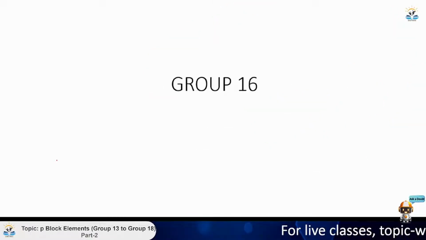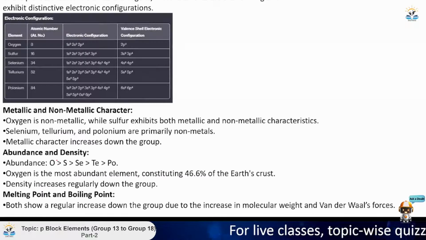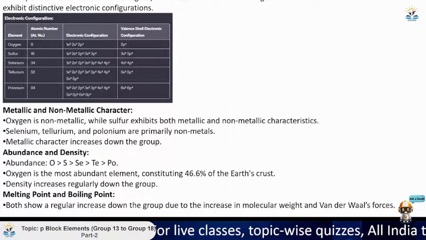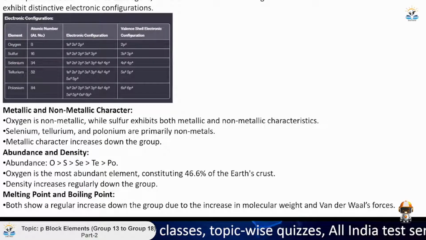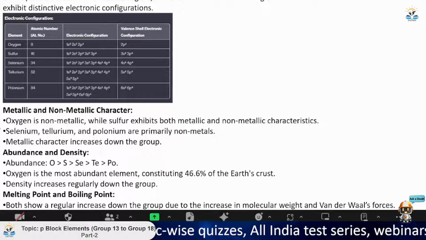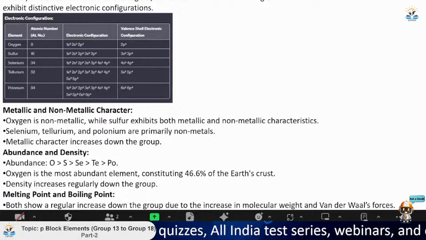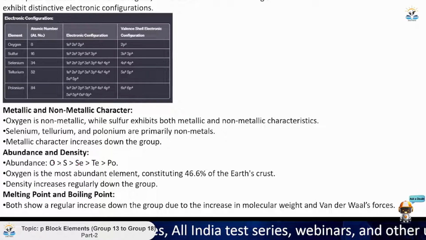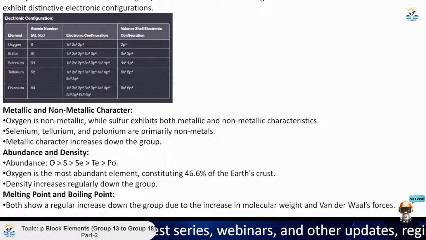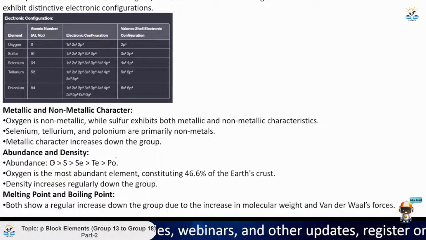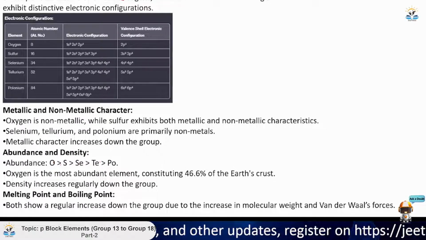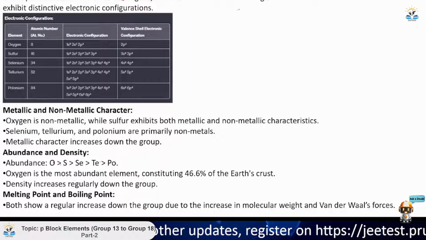So we'll start with group 16. Now, group 16, which is generally known as the oxygen family, has what? Oxygen, sulfur, selenium, tellurium, polonium. Okay. And the symbols are: oxygen is O, sulfur is S, selenium is Se, tellurium is Te, and polonium is Po. Okay.